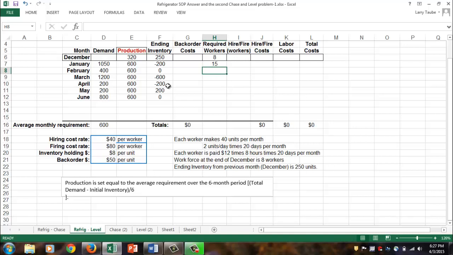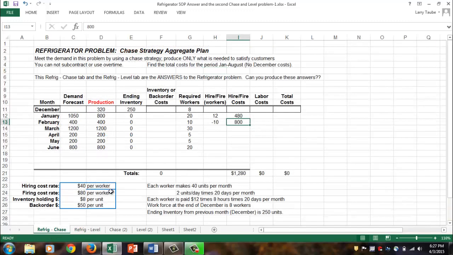Last step, compare the cost, and now we do have here a lot of dissatisfied customers, right? So even if this one turned out to be the lowest total cost, because we have so many dissatisfied customers in January through April, maybe this would not be the best answer even if it had the lowest cost.